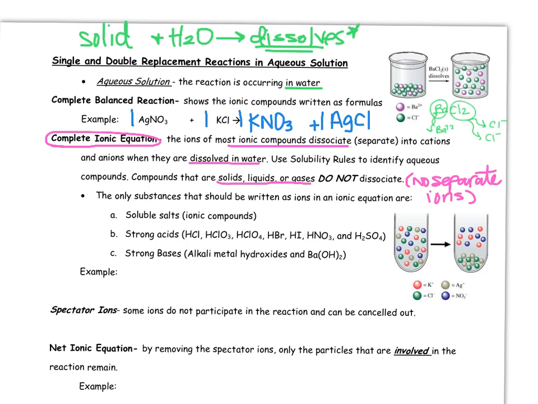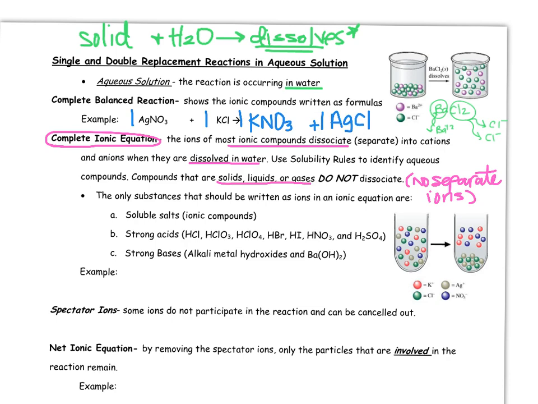The only substances that should be written as ions in an ionic equation are the soluble salts. Strong acids, if you see those, always break apart, and strong bases, which are pretty much any hydroxide that's a group 1. One of the solubility rules I told you guys in class, but I also would like to point out, is that anything that's an alkali metal is always very, very soluble.